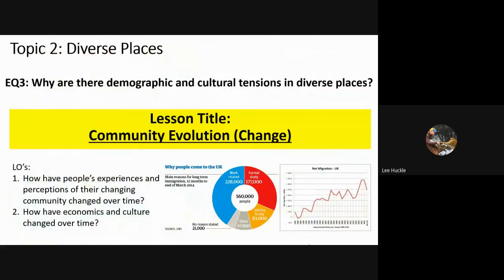Right, EQ3 then moves on to look at community evolution. Now that leads on quite nicely, because if we've just been talking about international migrants coming to the United Kingdom, that is changing and evolving our communities in the UK. So here there are two jobs. How have people's experiences and perceptions of their changing community changed over time? So was this international migration perceived more negatively in the past or more positively? And how has that changed up to the present day? And then how have economics and culture changed over time as a result of this migration flow?